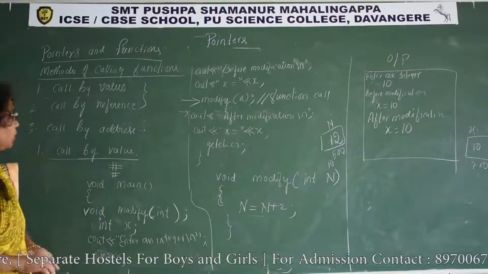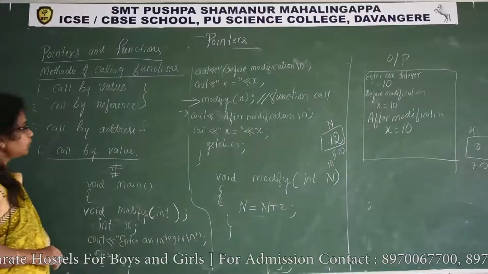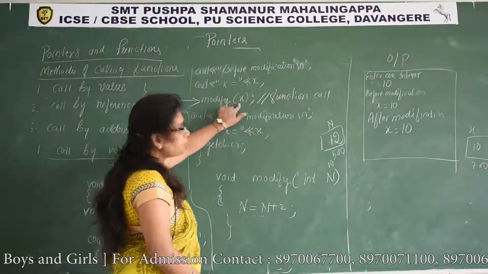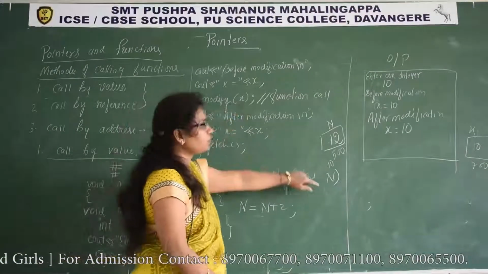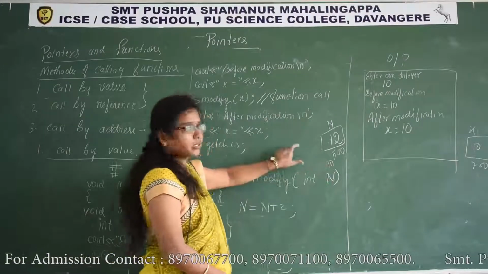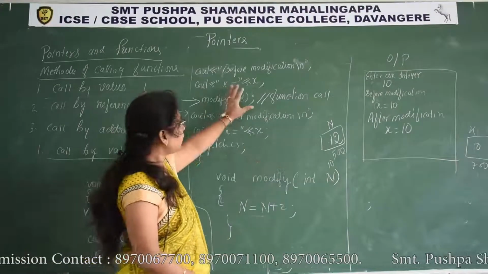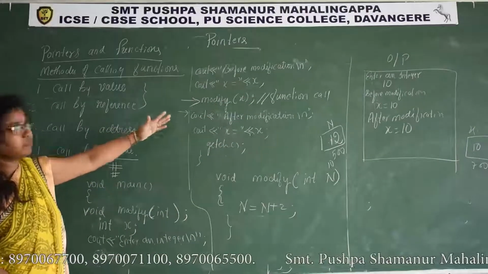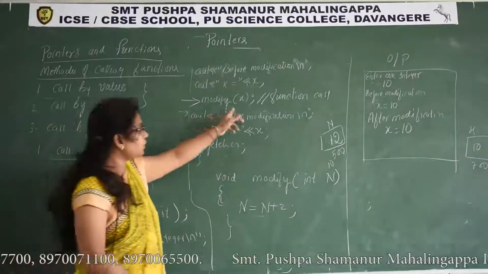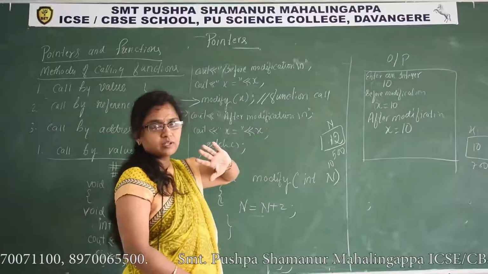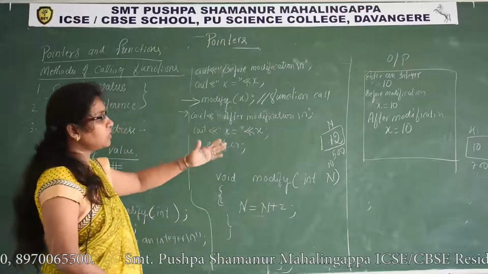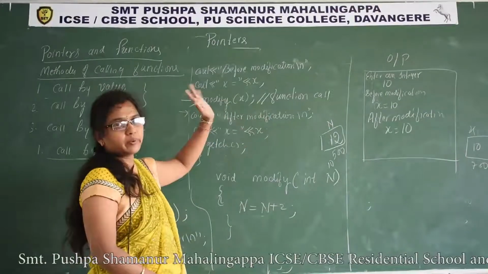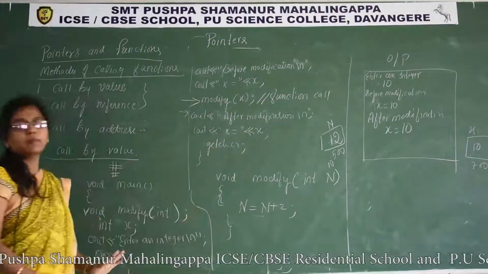Let us move to the call by reference. Then what actually happened in call by value? The value of the actual argument is passed to the formal argument. So that is the key point in call by value. When we call a function, the value of the actual argument will be passed to the formal argument. So any changes or modifications done on the formal argument will not affect the actual argument. That is the disadvantage of call by value.